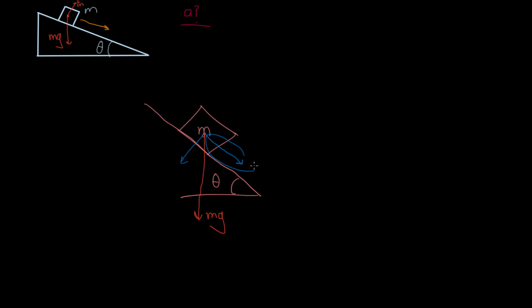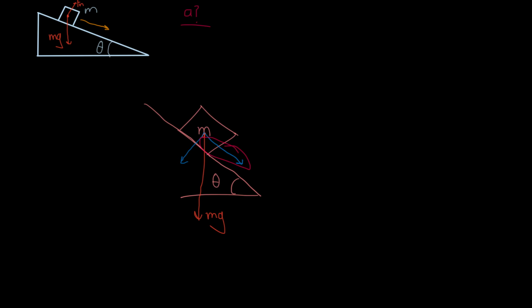And this, let me do that in a nice red color, is the only part of mg that we care about, because this is the only part that's going to contribute to its accelerating. The force of it going this way is not going to contribute to its acceleration at all. So the question is, how can we find this force here? We know it's a component of mg, but how do we get that component?